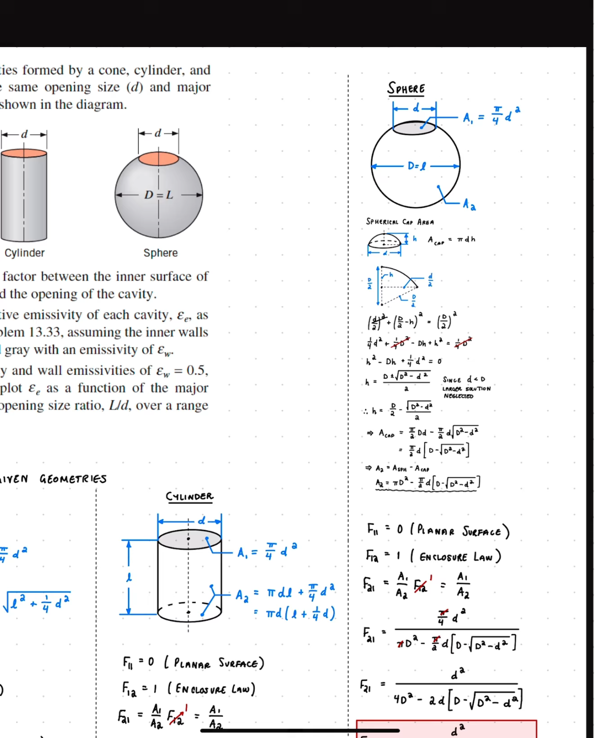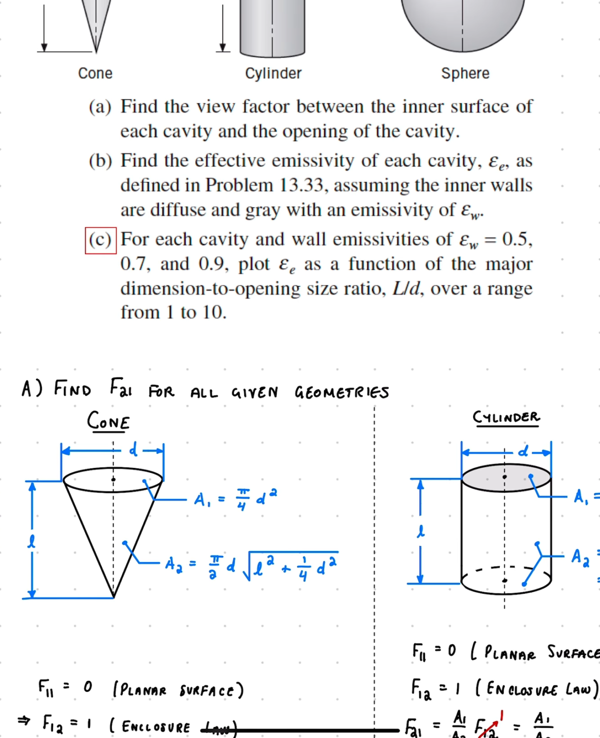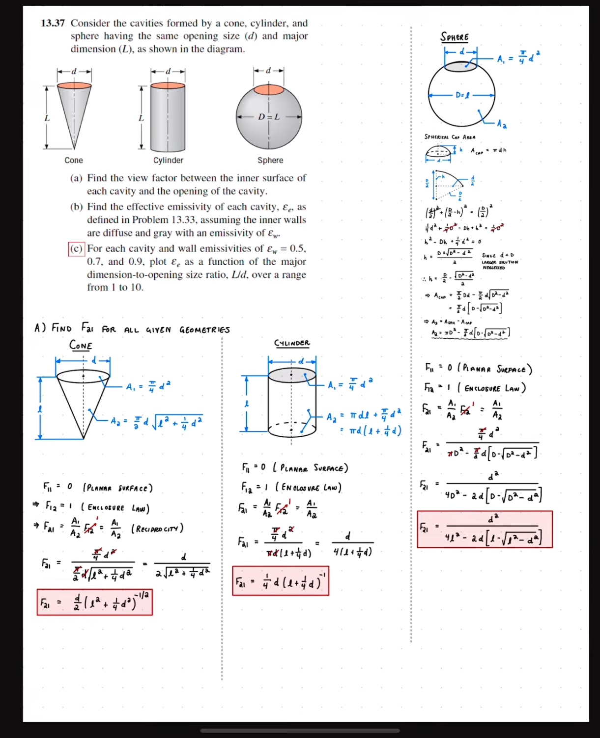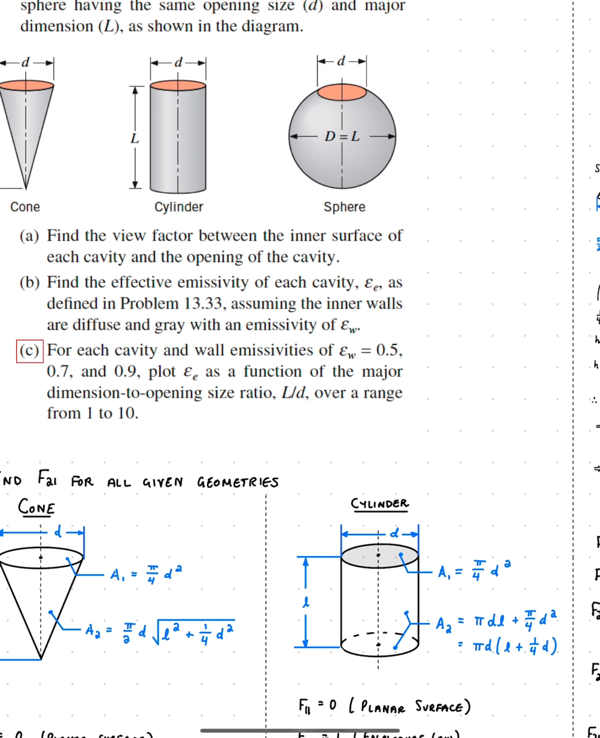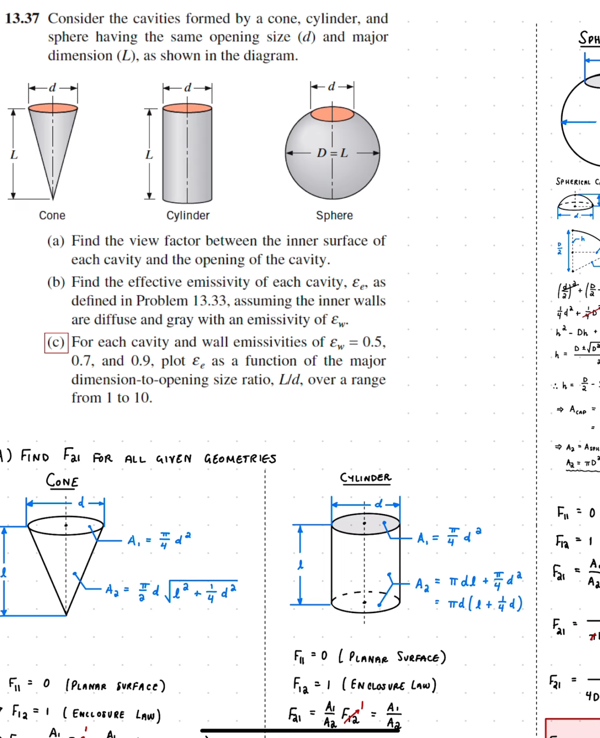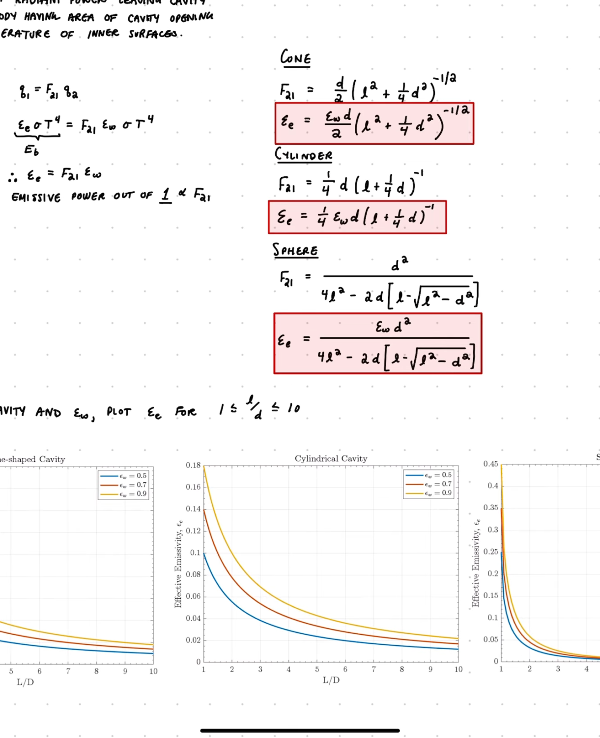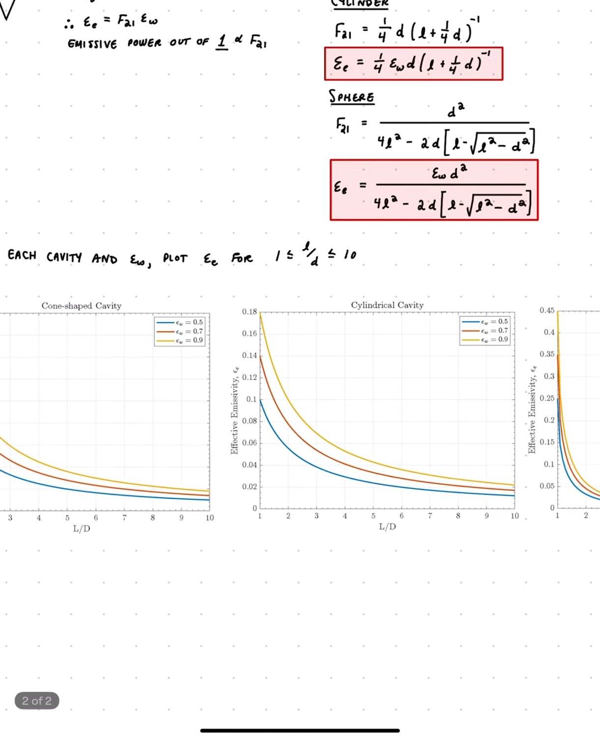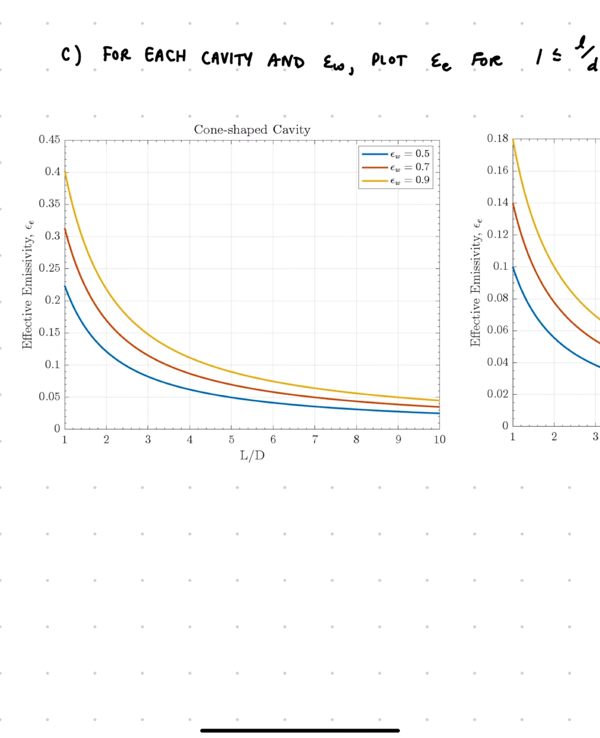And then the last part asks us, for each cavity and wall emissivities of 0.5, 0.7, 0.9, to plot the effective emissivity as a function of the major dimension to opening size ratio L over D over a range from 1 to 10. And so that just wants us to vary the ratio between D and L for each different case and see what our effective emissivity is going to be based on these equations that we derived in part B. And so MATLAB outputs this very nice curve where this blue line is going to be 0.5 wall emissivity, 0.7 is the orange line, and 0.9 is the yellow line.